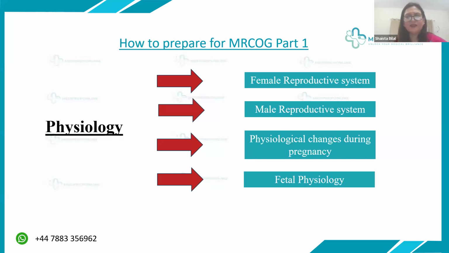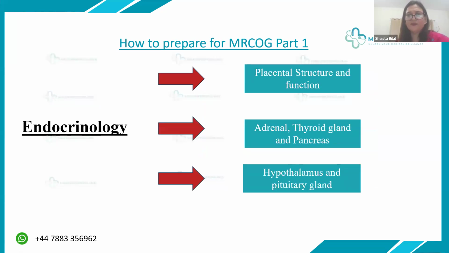Same is true of physiology. Physiology is a very vast subject and it's very important also. It carries a lot of questions from physiology. And you should know about the female reproductive system. Endocrinology is very important in physiology. And physiological changes during pregnancy, the male reproductive system, fetal physiology, all of these things. You should have a better grip on physiology.